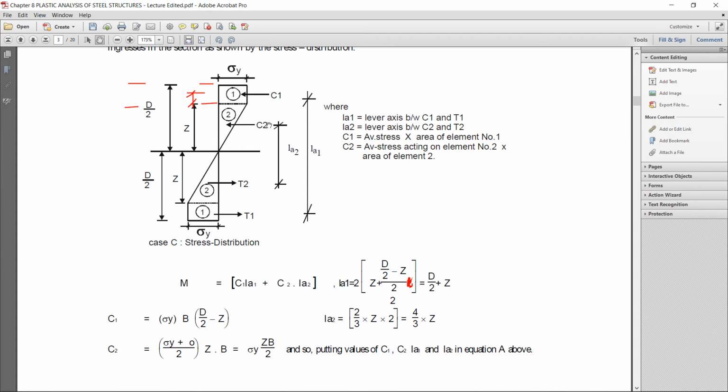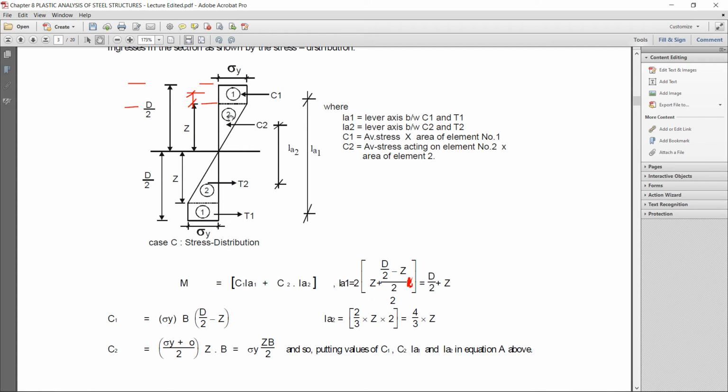Now for the force of C1, and for the force T1, stress into area. Stress is sigma y, in the plastic region the whole section is plastic in the one region. Stress into area, area is b into the depth, b is the width, and the depth of one area is d by 2 minus z. That is C1.